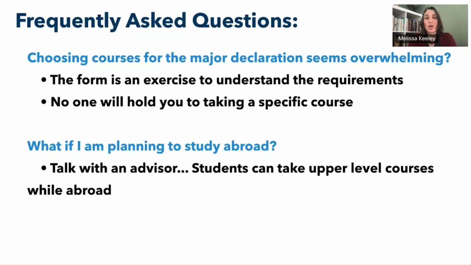What if you're planning to study abroad? So you should definitely talk with an advisor, both the advisors for your home college, but also an advisor here for your major before you go. You can take upper level classes while you're abroad. And we're very flexible, generally speaking, with counting classes back towards your major. But as far as filling out the major declaration form, I'd fill that form out as if you didn't have plans to study abroad. Just fill it out with GW classes, and then we'll figure that out as we're trying to help you get ready to go abroad.